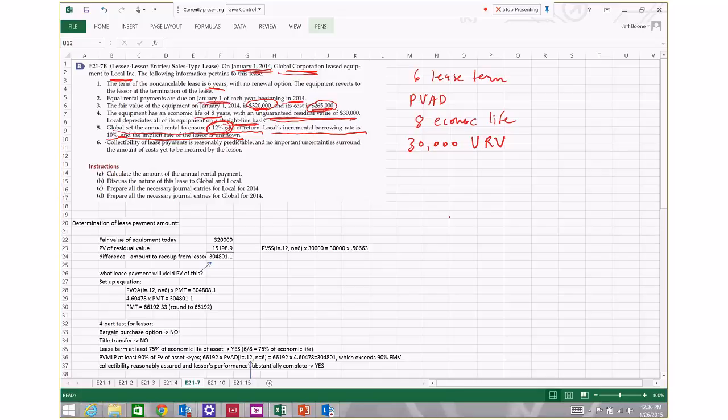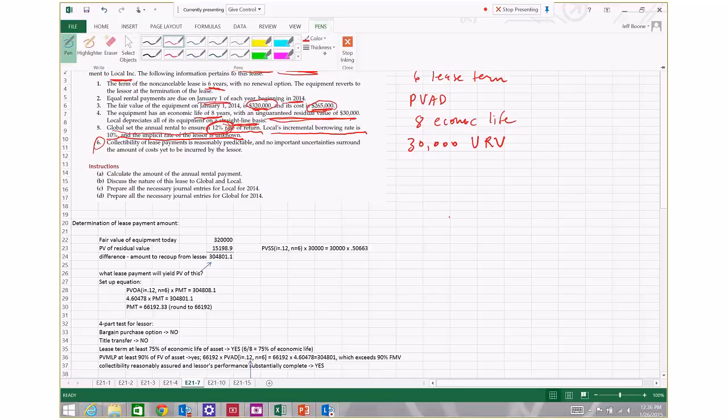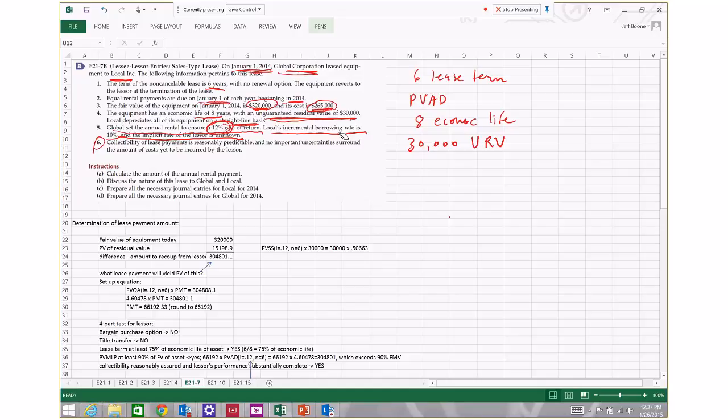And finally, we're told that the collectability of the lease payments is reasonably assured and that there's no important uncertainty surrounding the amount of costs yet to be incurred by the lessor. In other words, the lessor has basically fulfilled the obligation that they have to fulfill with respect to the leasing transaction here.